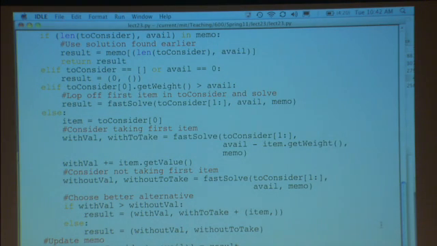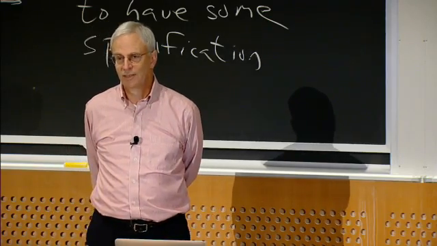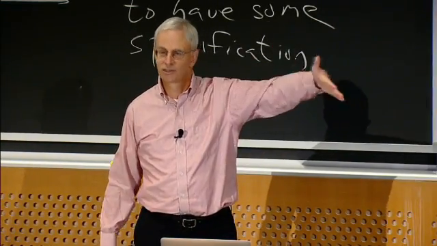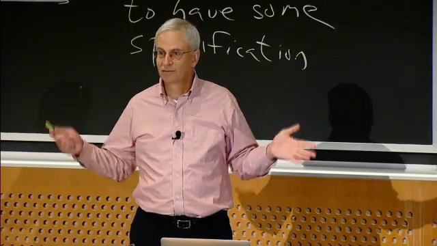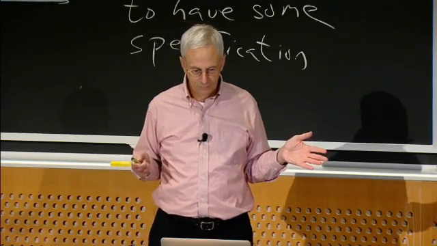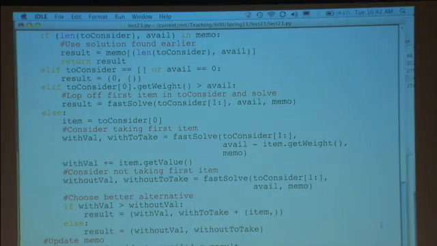So I'll call fastSolve again with the remainder of the list, but avail and memo are not changed. That's the right branch. And you'll remember our decision tree, the right branch, avail and weight were never changed because I elected not to take that item. Then I'll just choose the better of the two alternatives as before. And when I'm done, I'll update the memo with the solution to the problem I just solved.